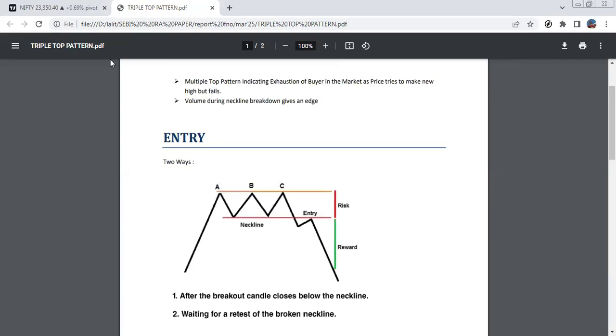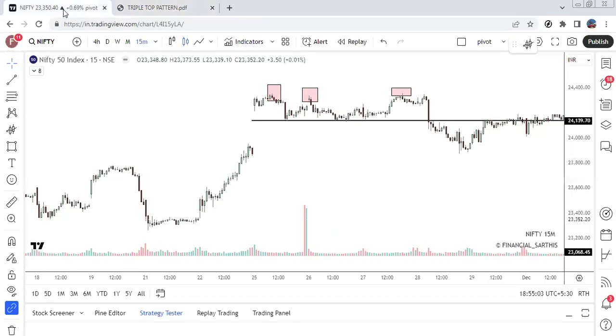Now let's see some examples. You can try this pattern on any time frame: 15 minutes, hourly, daily, weekly, monthly. You will find this pattern works very beautifully in every type of security. You can try it on cryptocurrency, equity, futures, commodities. It works very beautifully.